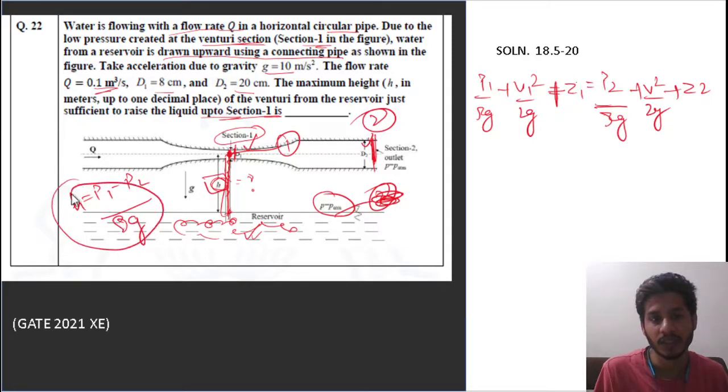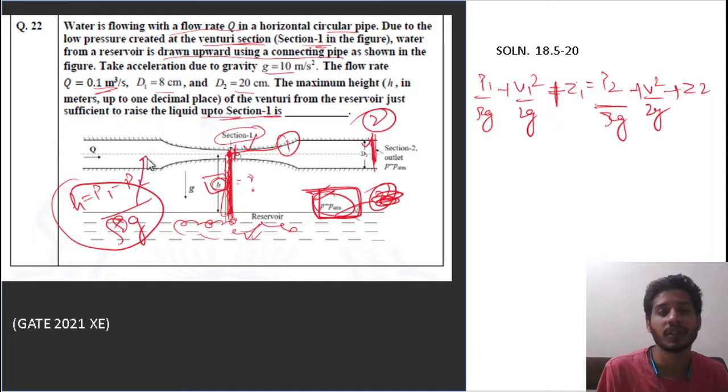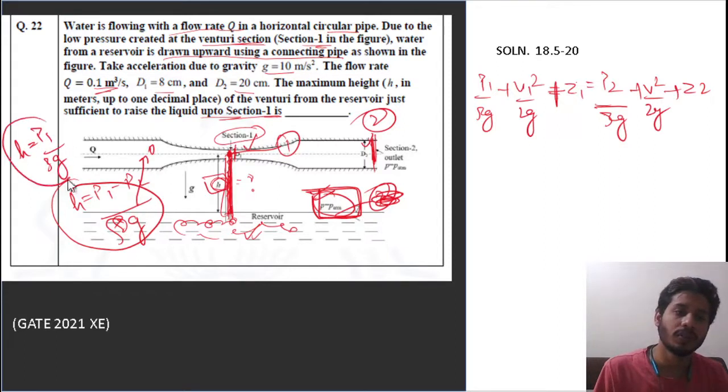Remember this portion. And one more thing: I'm talking about this section only, P2 is basically the atmospheric pressure. We can neglect P2 because we are talking in terms of gauge pressure. So H is basically P1 upon rho g. If you know this pressure P1 upon rho g value, we can easily calculate the value of H.